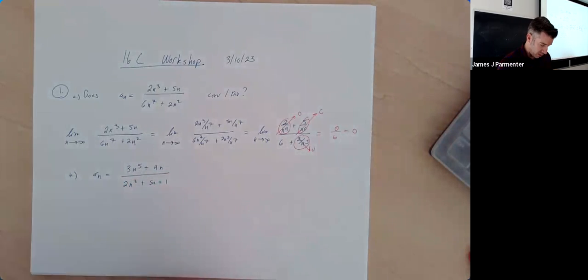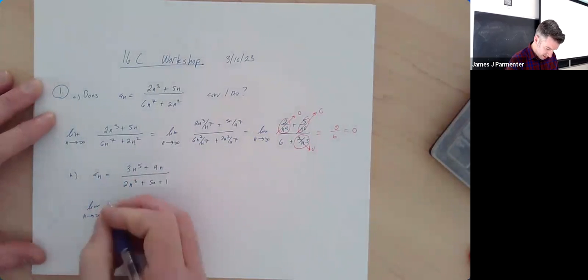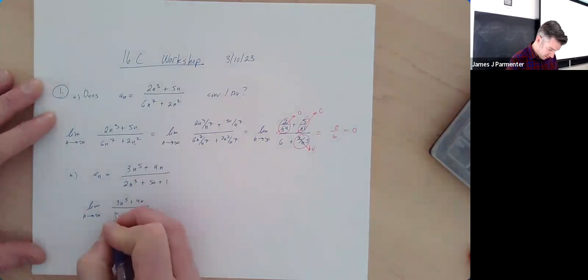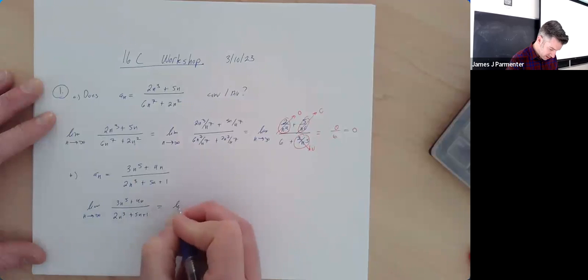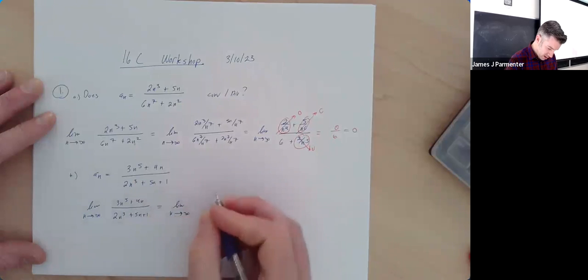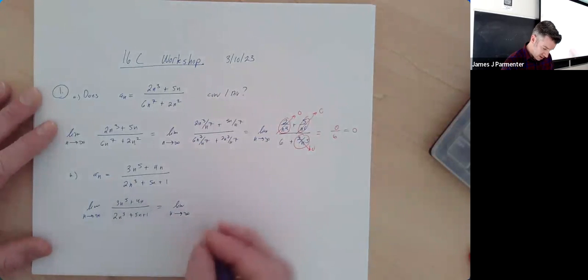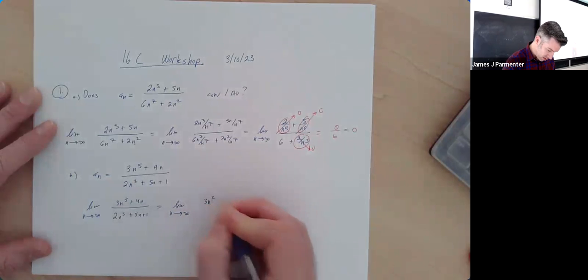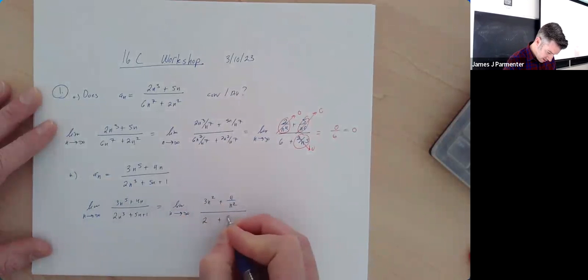Or we could do the same sort of work. We can divide the top and the bottom by the highest power of n that's in the denominator. So in this case, I'm going to divide everything by n cubed. And I'm going to get the limit as n goes to infinity of, I'm just going to do it and not show all the work. If I divide everything by n cubed, you get 3n squared plus 4 over n squared over 2 plus 5 over n squared plus 1 over n cubed.